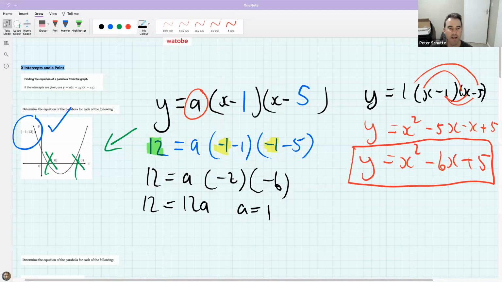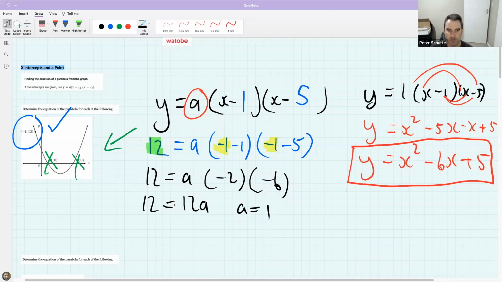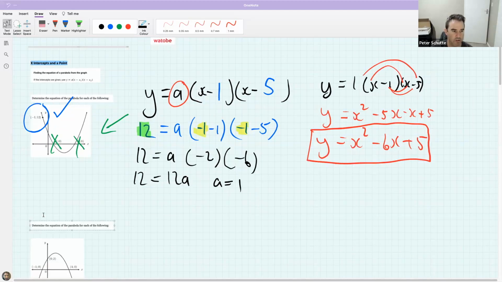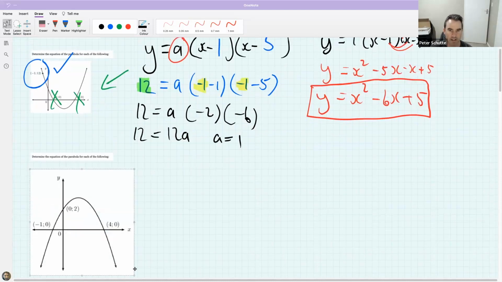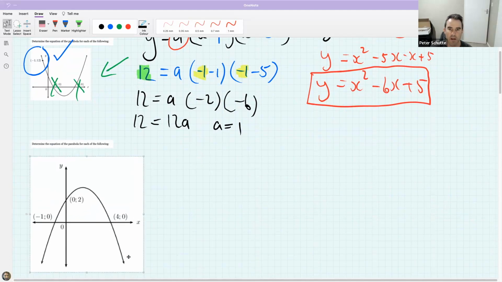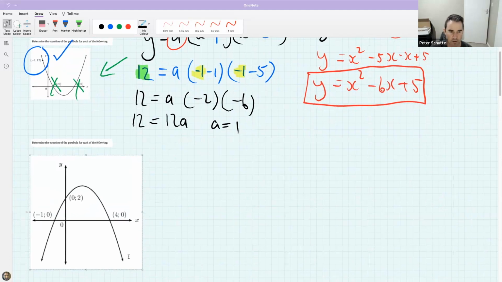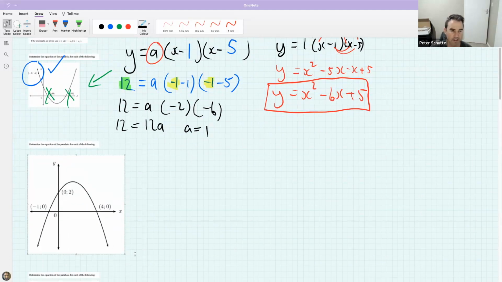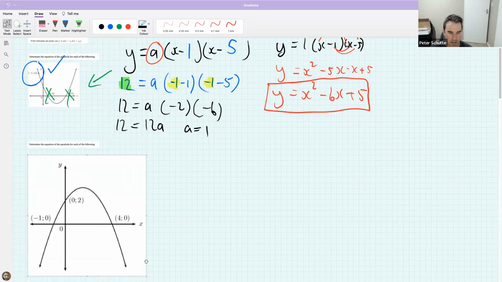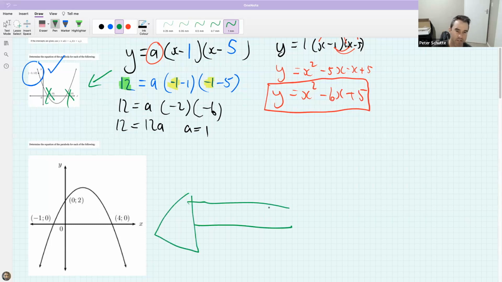Okay. Now, I want you guys to see if you can use the process I've just shown you and do it on your own. So here is another example. I want you to try and see if you can figure out the equation of this parabola given only the information on the graph. So over to you. Let's see if you can do it.